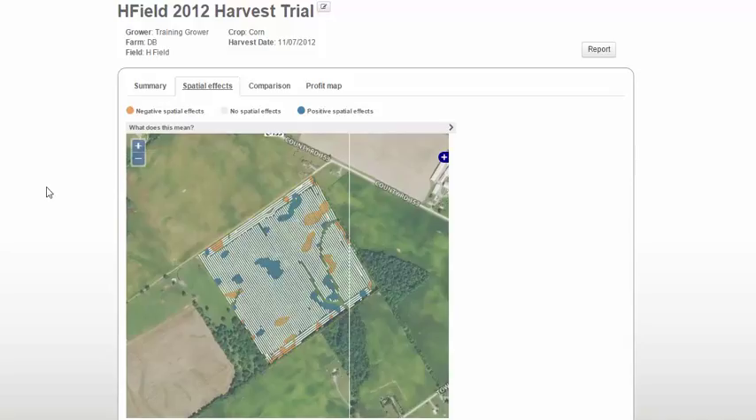But using this map as an example, imagine if you were running a strip trial in this field and one of the test strips ran through this large blue area or positive spatial effect area. You may wrongfully attribute that abnormally high yield to the test treatment when we're confident that some other factor is what's really driving that abnormally high yield. And so accounting for these spatial effects can lead to a much more accurate assessment of the true impact of that test treatment.